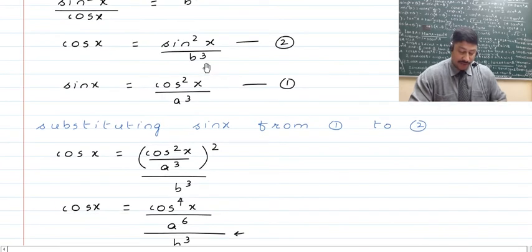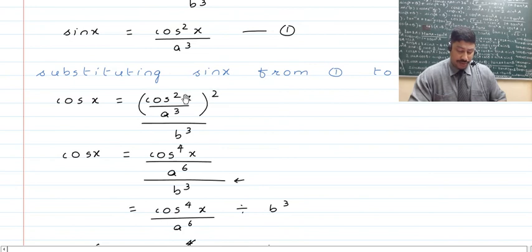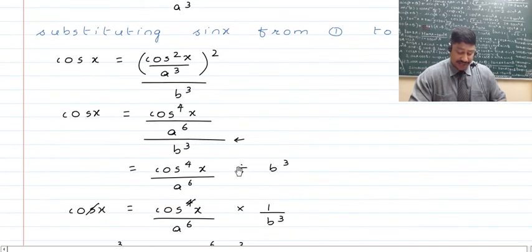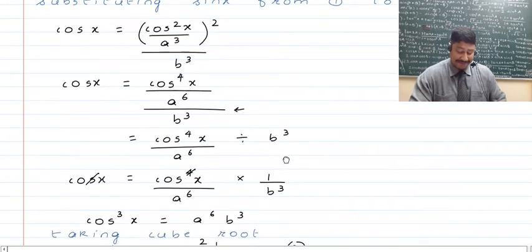And in the denominator we have b cube. As this is one fraction upon another fraction, on squaring we get cos raised to the power 4x divided by a raised to the power 6, right? And this division sign can be written as the division sign that we normally have in maths. That is, the whole denominator sign has been written like a division sign, as both of these convey the same meaning.